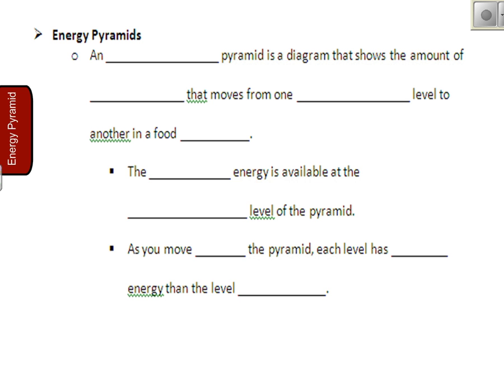This is Energy Flow in the Ecosystems, part 3 of 3. In this session, we're going to be discussing more about energy pyramids. So let's go ahead and get started.